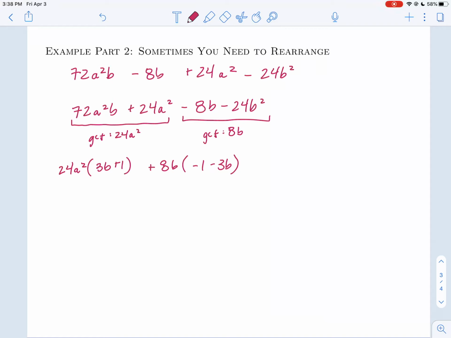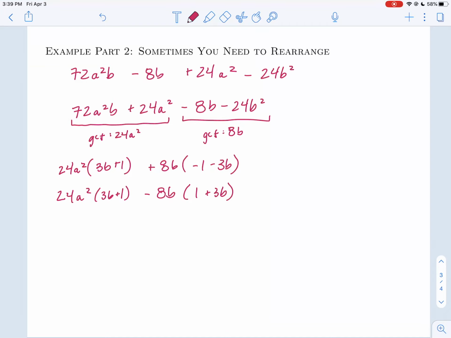Now you'll notice with this approach, we didn't quite get down to exactly the same thing, right? It's not 3b plus 1 in both places. Both of the things in parentheses have a 3b and a 1, so we're actually super close. What would help us out is if neither of the terms in the second set of parentheses were negative. And we can actually take care of that pretty easily. We could pull out that negative 1 the same way we pulled out an 8b. So I'll leave that 24a squared alone, times that 3b plus 1. I'm going to pull out a negative 1, so I'm actually going to turn this into a negative 8b. That's going to leave me behind with a 1 plus 3b.